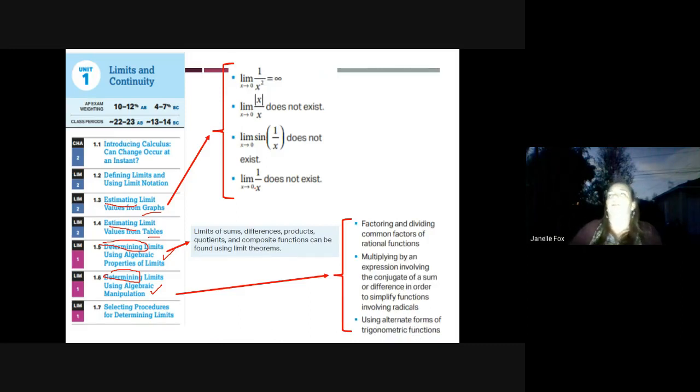When we're talking about determining limits with algebraic notation, we're trying to get you to manipulate the expression so that you maybe don't have it be 0 over 0 or something like that. So things you could do: you could factor, you could multiply by a conjugate, and it could be the conjugate of the top, or the numerator, to maybe make something cancel. There are alternate forms of trig functions. Maybe you can turn a tangent into a sine or a cosine, fun things like that.